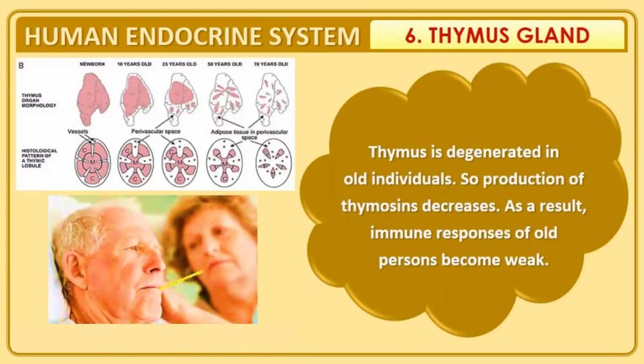The thymus degenerates in old individuals. So, production of thymosin decreases and that leads to weakening of the immune response of the old person.